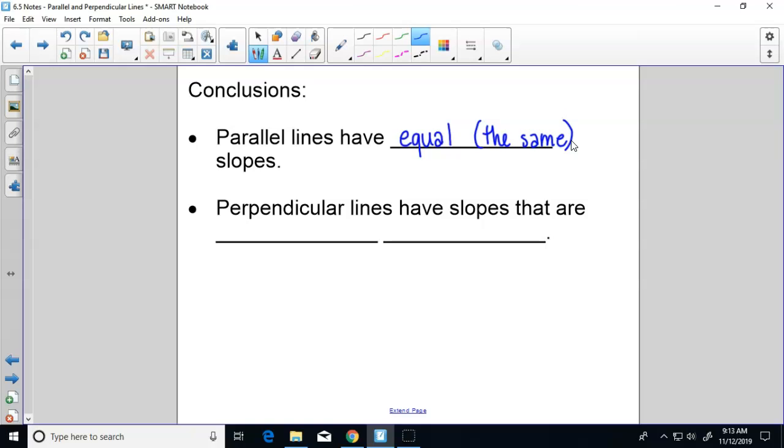Now, you must have the line solved for y first to be able to tell that. If it's not solved for y, just like you can't graph it if it's not solved for y, you don't know what the slope is. So the line must be solved for y first.